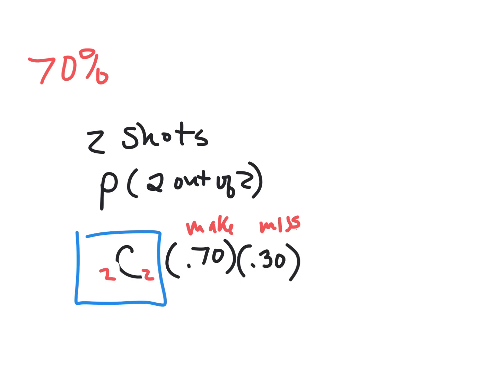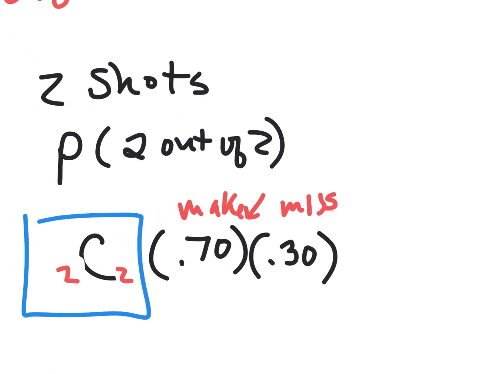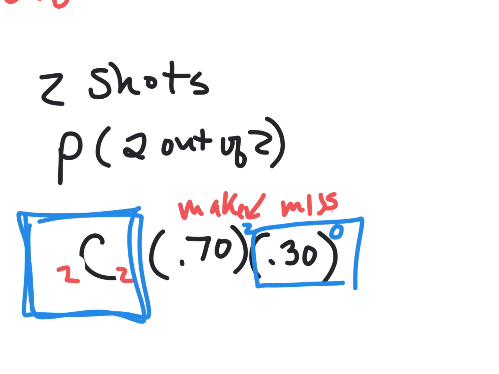And then how many makes do I want to put down for this exponent here? 2. And then how many misses? 0. That means this whole thing can be skipped because anything to the 0 power is just 1. And this whole thing can be skipped if you know what 2C2 is. It's just 1. Now, if you have to, you could check it on a calculator, but it's going to be 1. And so that's just 0.7 times 0.7.